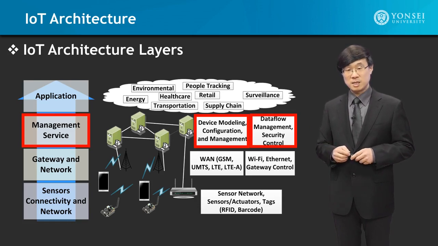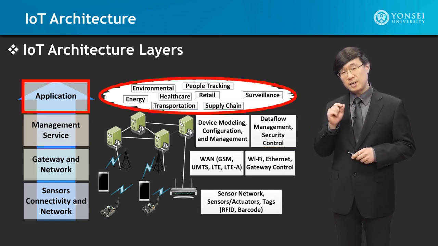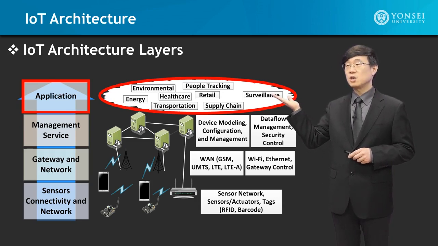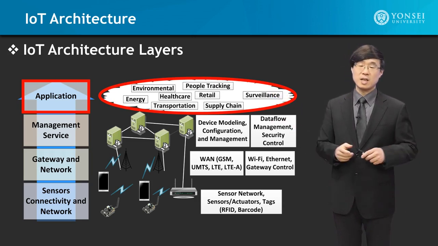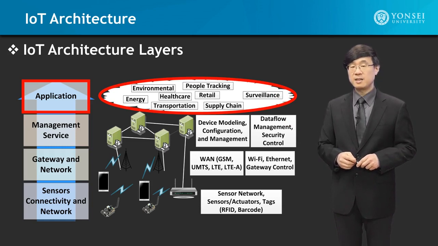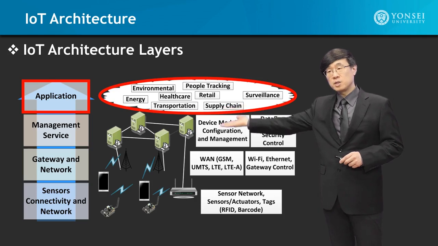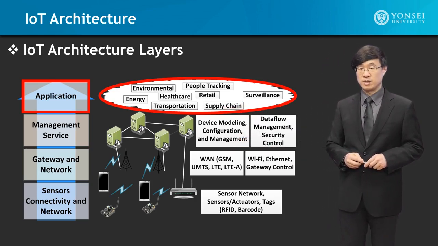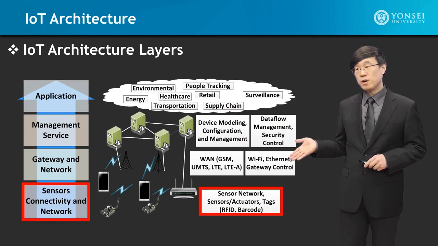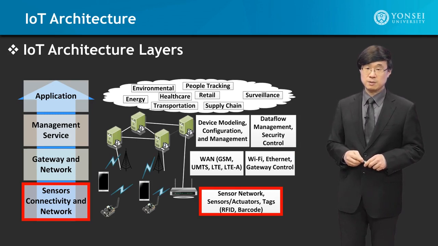All of this exists to support the direct needs requested by the application layer, in which environmental, people tracking, retail, healthcare, energy, transportation, supply chain, and various other applications are supported and needed. These technologies are supported by those layers, grouped together, to provide overall IoT network services. We'll first focus on the lowest layer and then move up, looking into further details.